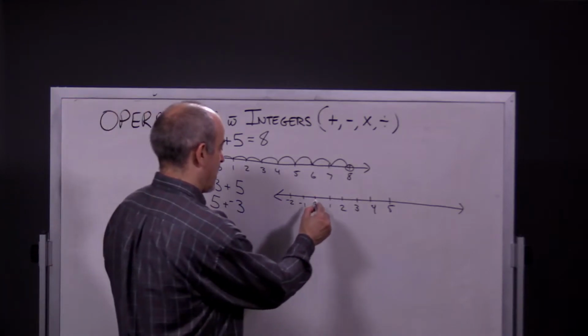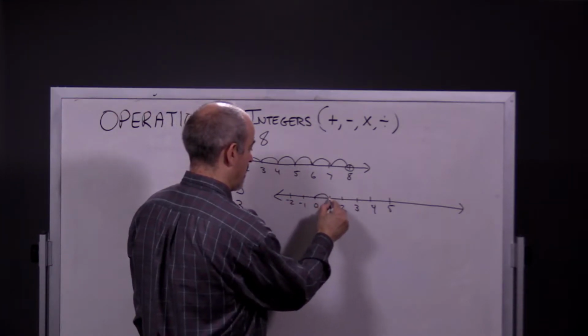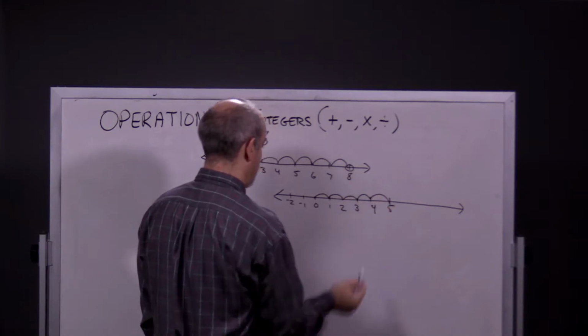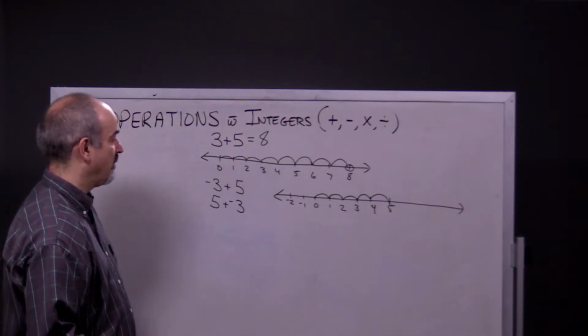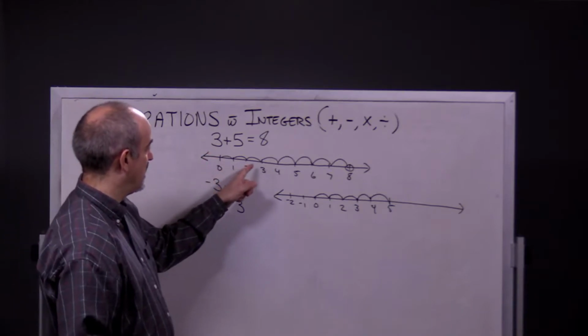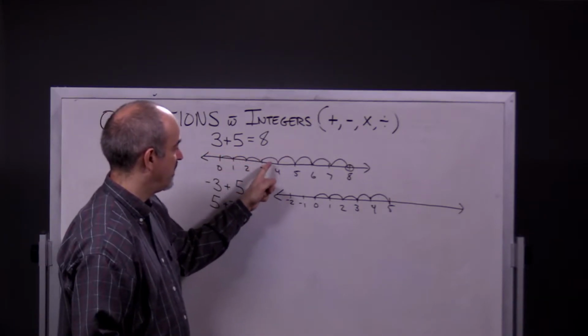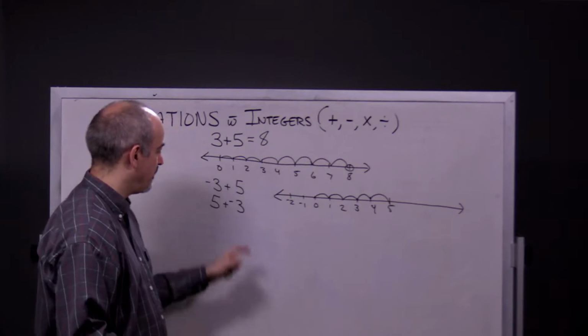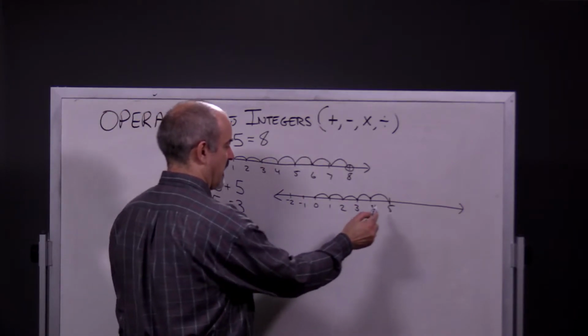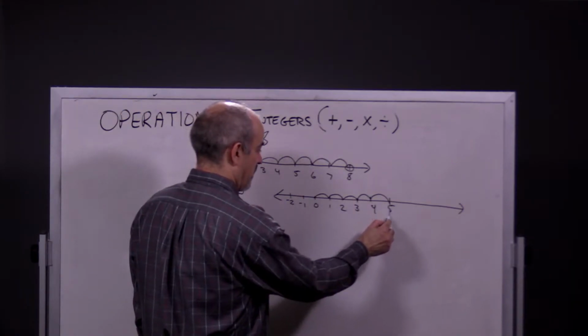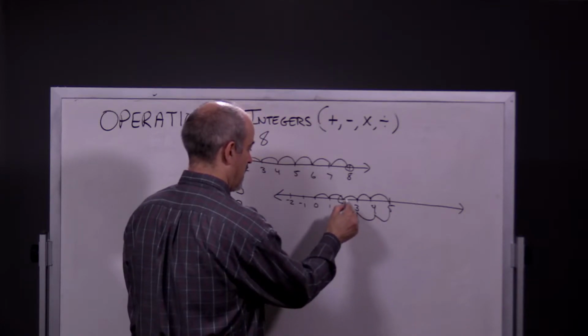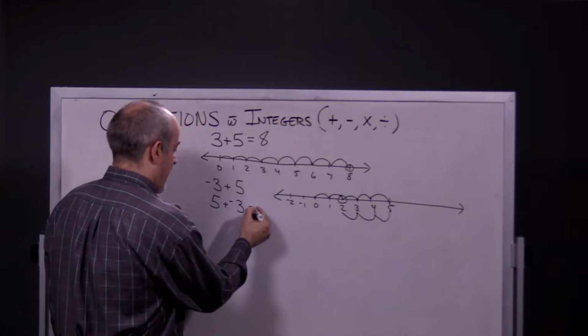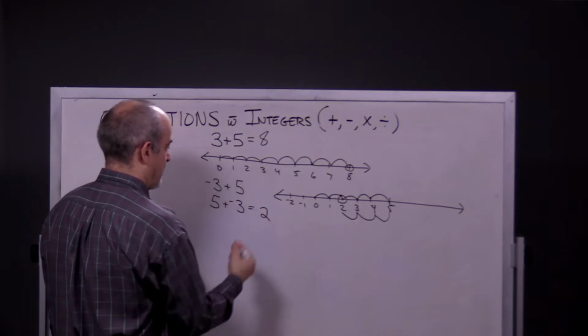So I can start at 5. I can say, well, 5, 1, 2, 3, 4, 5. Then I'm going to add -3. Well, when you add +3 to something, or +5, positive means go to the right. Negative means go to the left. So I'm going to go to the left 3. 1, 2, 3. So 5 plus -3 is +2.